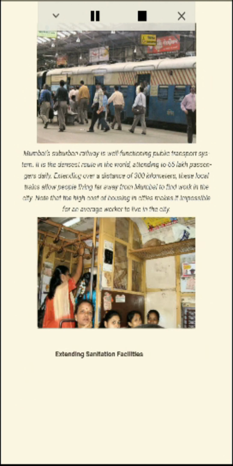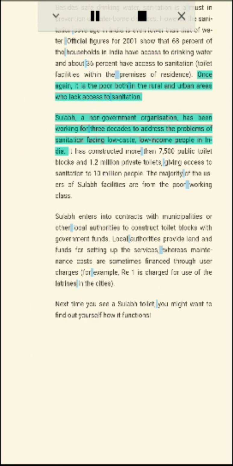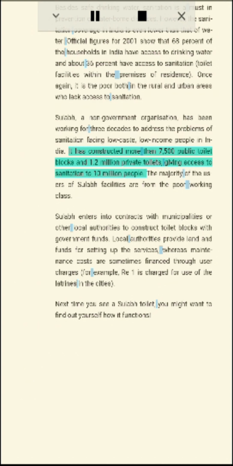Besides safe drinking water, sanitation is a must in prevention of waterborne diseases. However, the sanitation coverage in India is even lower than that of water. Official figures for 2001 show that 68% of the households in India have access to drinking water and about 36% have access to sanitation, toilet facilities within the premises of residents. Once again, it is the poor, both in the rural and urban areas, who lack access to sanitation.